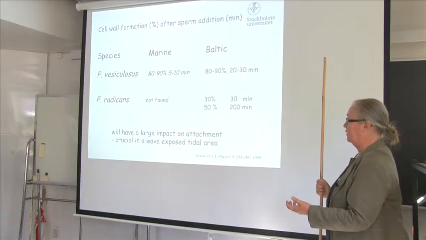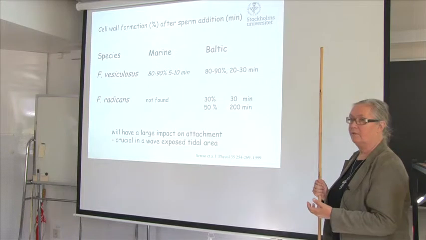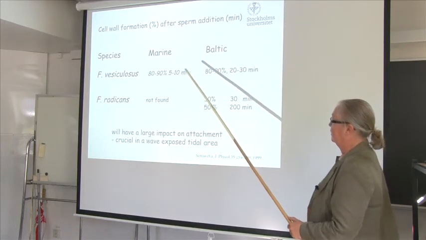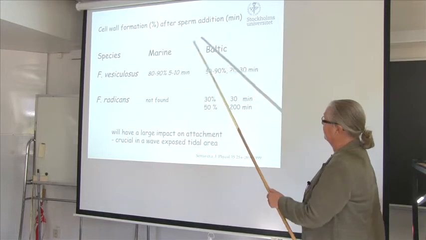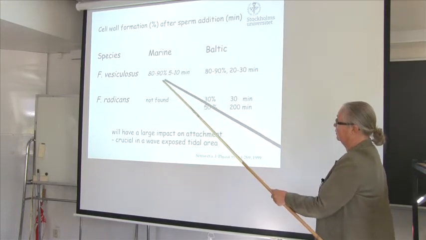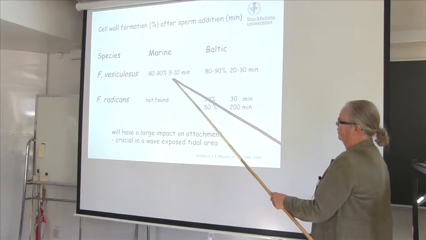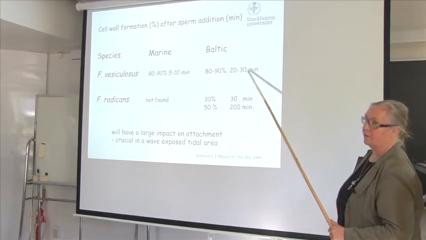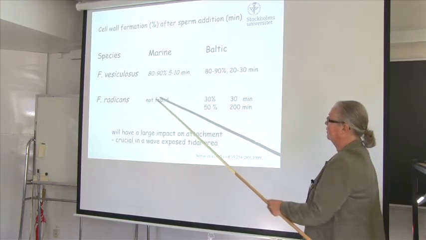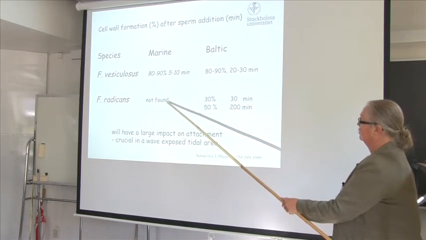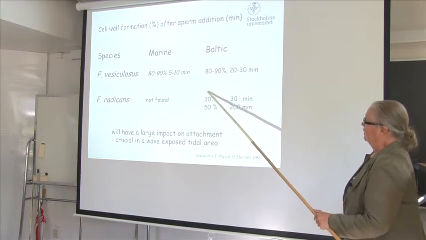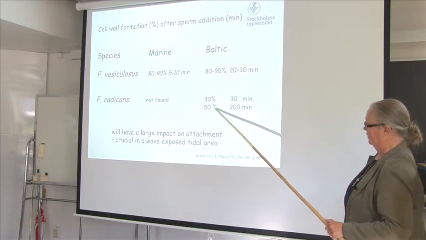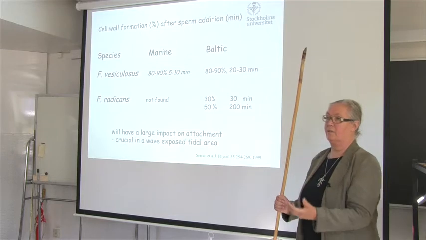Another important factor, of course, if you are in an intertidal environment, it's very important to attach very quickly to the hard substrate. So cell formation and attachment is very important after. So this is the time after adding sperms. So you have Fucus vesiculosus in the marine environment, it takes for 90% a few minutes, 5 to 10 minutes. In the Baltic Sea it takes about half an hour. And for radicans, we haven't found it in the marine environment yet. Maybe it's up in the White Sea. It takes about 50% about 200 minutes, so it's very, very slow.